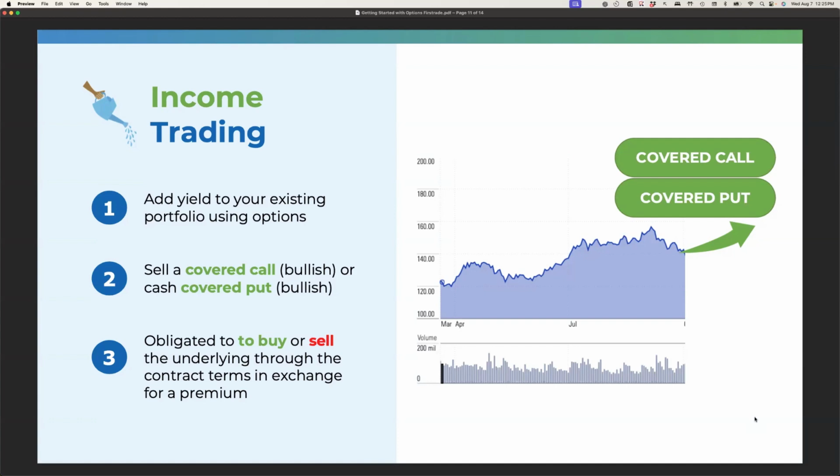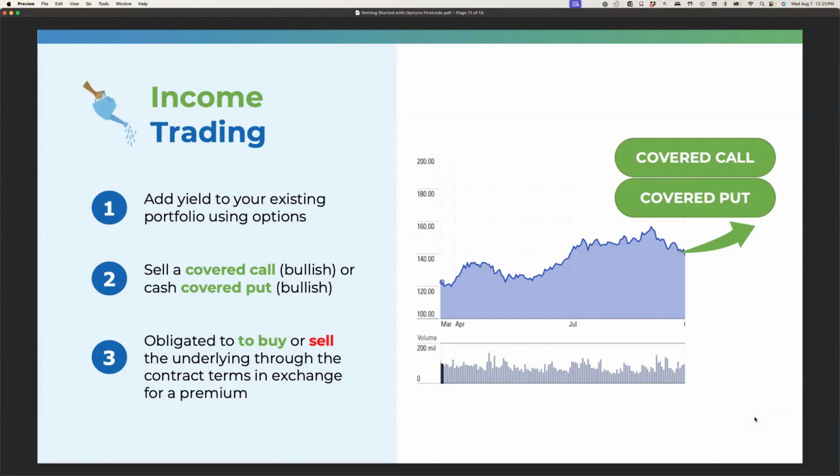But generally speaking, income generating strategies, you might be basically selling options every single week or every single month. It's a much more systematic strategy. You're doing it all the time to generate income, similar to a dividend paying stock. So with these types of strategies, you're basically trying to add yield to your existing portfolio using options. And this is either by selling a covered call or a covered put. Both of these strategies are bullish. Basically, you do these types of strategies on stocks that you believe in the long run will appreciate in value.